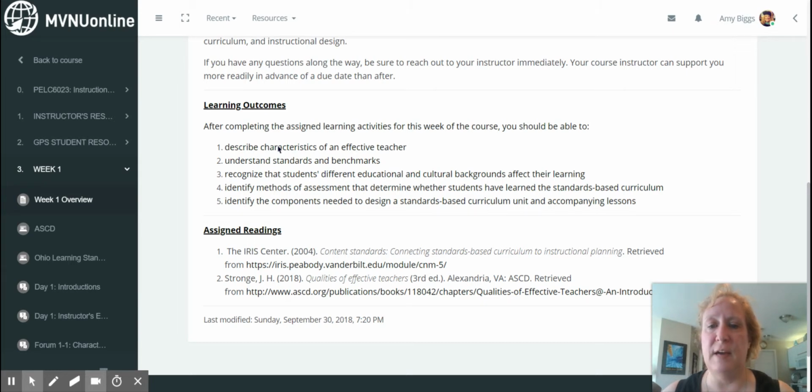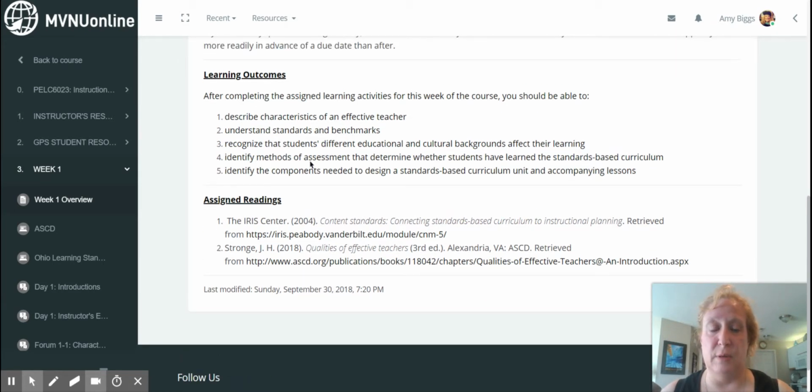We're going to identify methods of assessment that determine whether or not students have learned the standards-based curricula, and identify the components for a standards-based curriculum unit. So we don't have a textbook, but there are 2 assigned readings here. First is the IRIS module, and second is the ASCD brief here. So make sure to take a look at that.